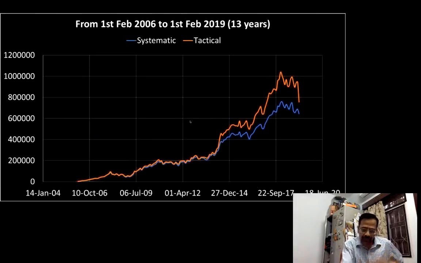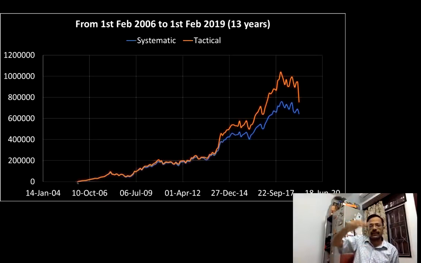The result is run over a 13-year period, from 1st February 2006 to 1st February 2019. Notice that the tactical asset allocation has moved up. Initially, for the first few years, there's not much of a difference. It's just a little bit above the systematic portfolio. This is the value of the portfolio. We start at 2,000 rupees, we keep investing tactically or systematically, and the portfolio value has gone up.